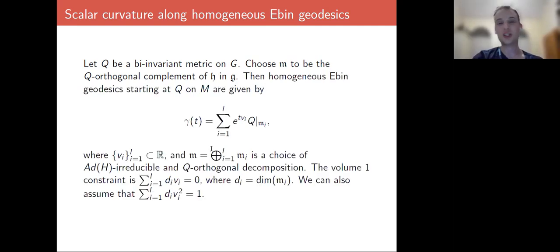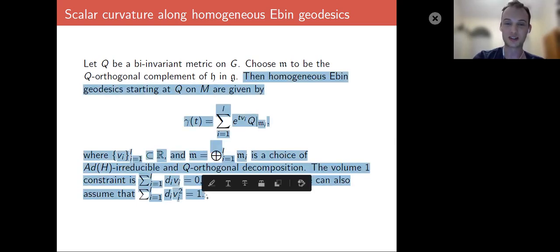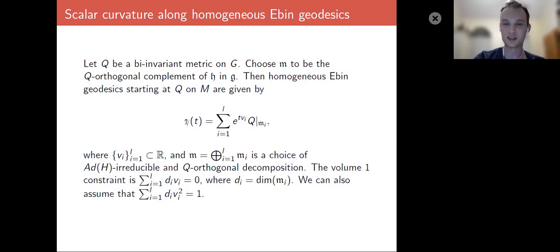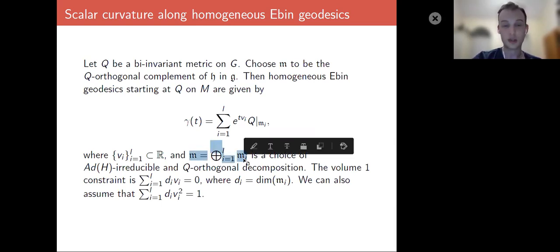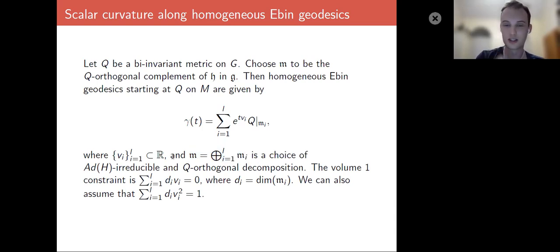So if you're not into homogeneous geometry, maybe you don't need to pay too much attention to this, but the point is that the Ebin geodesics take a particularly nice form here. What goes on is that we take our m and find an Ad(H)-invariant, irreducible, Q-orthogonal decomposition of this space into irreducible summands. It's very important to note that this decomposition is not always going to be unique.